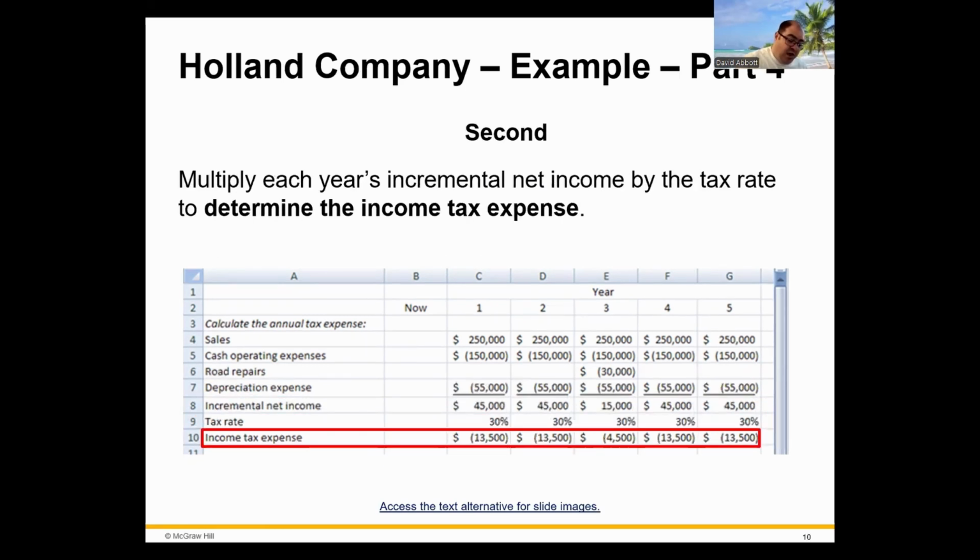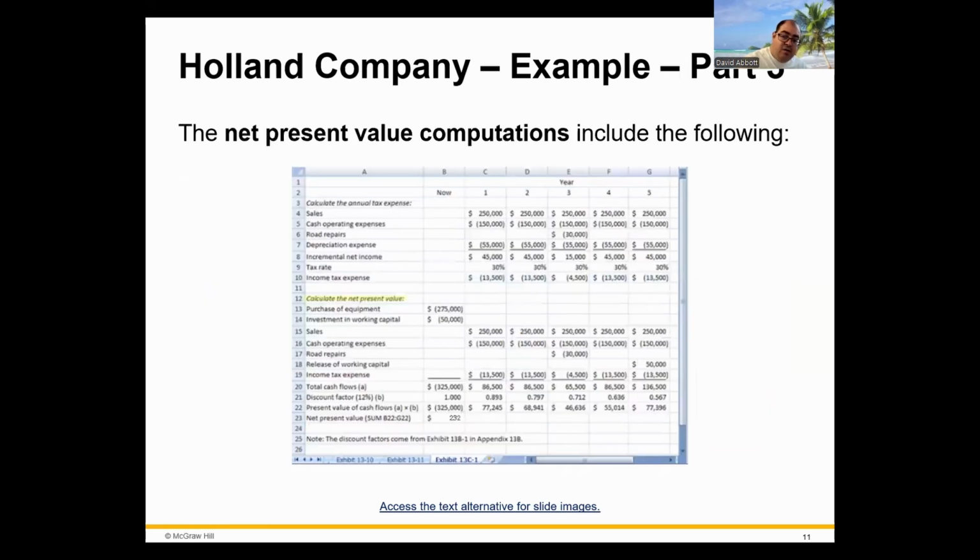Now, each year's incremental net income is multiplied by the tax rate, which is 30%. And so we come out that the income tax expense in years 1, 2, 4, and 5 is going to be 13,500. And we see that in year 3, it would be 4,500. Notice that it's in parentheses because it is a cash outflow that's taking place for taxes.